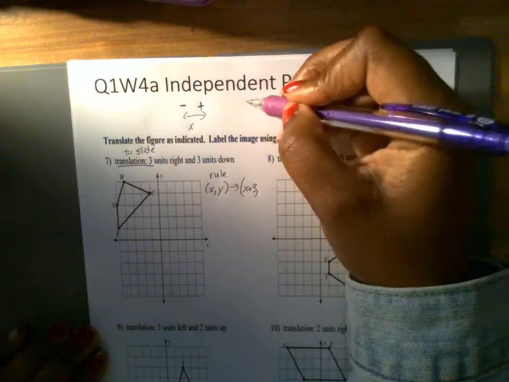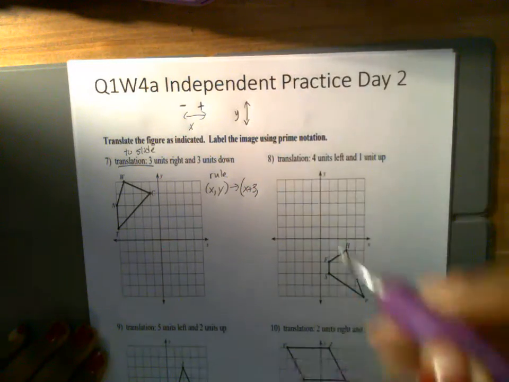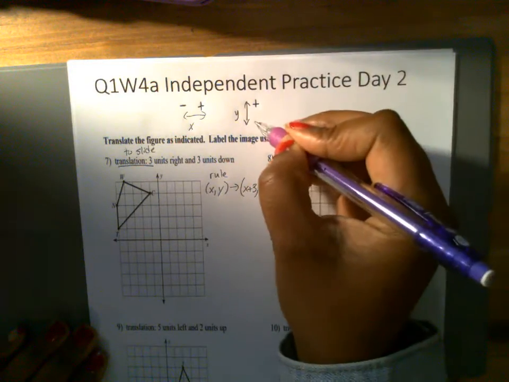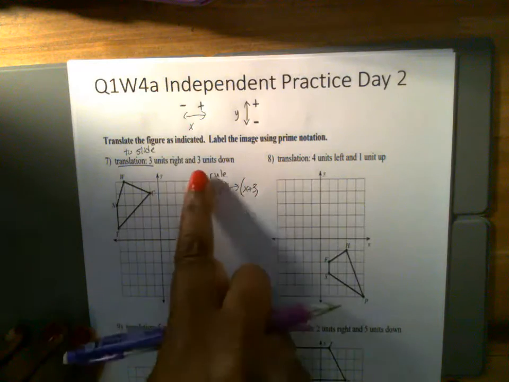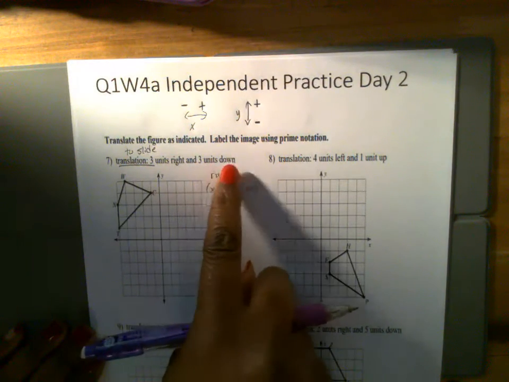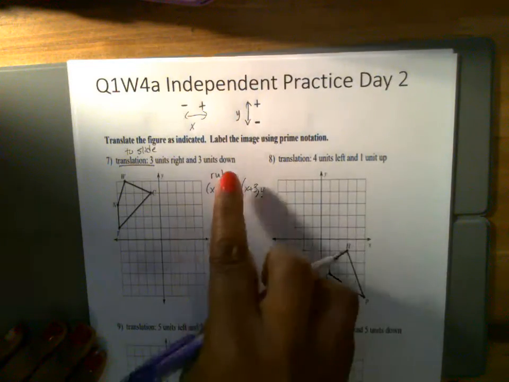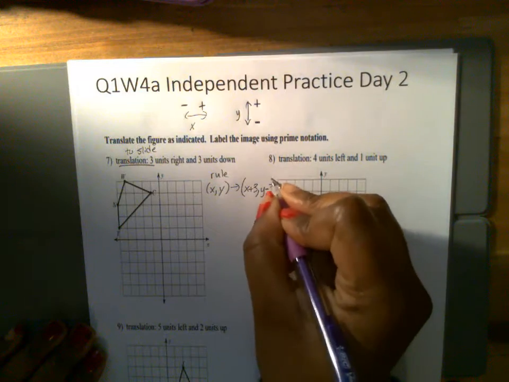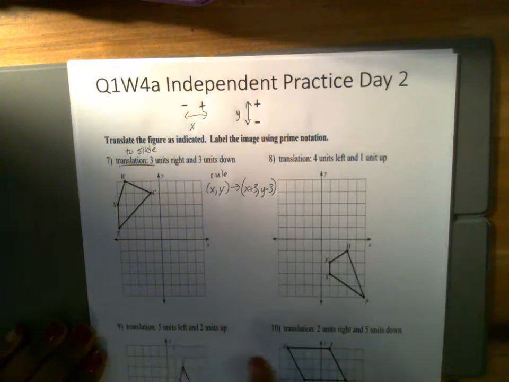Then we have to remember that up and down is talking about the Y. If we go up, that's adding. If we go down, that's going to be minus or subtracting. So here it says 3 units down, again, we're dealing with the Y. And since it's down, we're going to subtract 3. This is how you write the rule. So you're going to write the rule for the other 3 problems that you're going to do today.